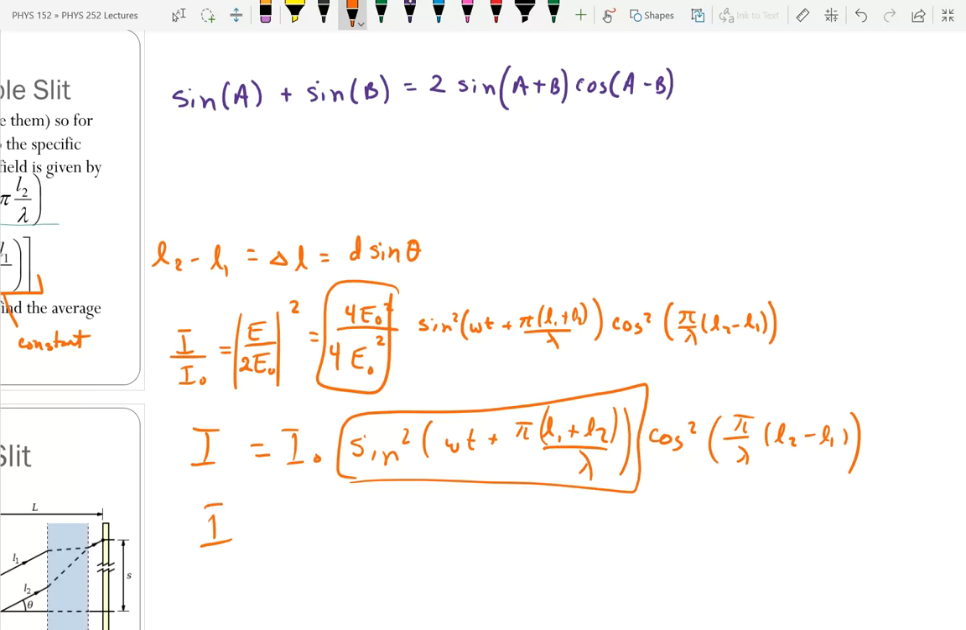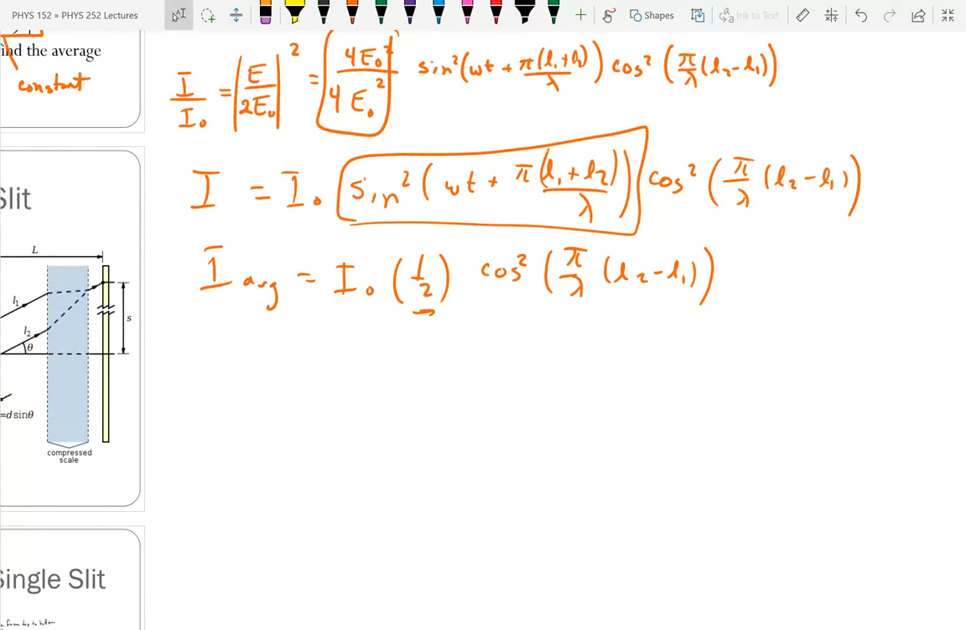So I average is equal to I naught times 1/2 times cosine squared of pi over lambda times L2 minus L1. So that's the average intensity. Why this 1/2? Well, the average intensity initially would have been 1/2 of the peak intensity. So it's the average intensity I would have had with just light going through 2 slits, times this term here.